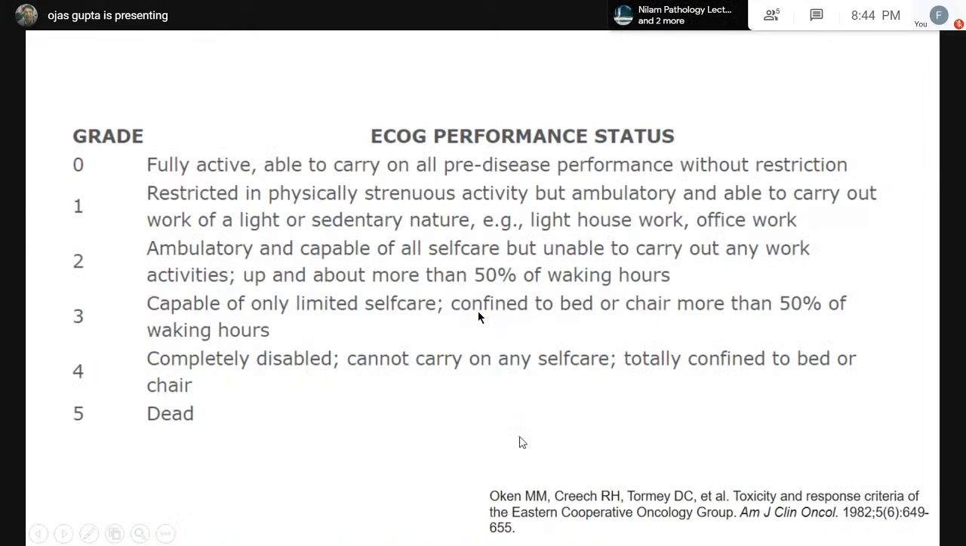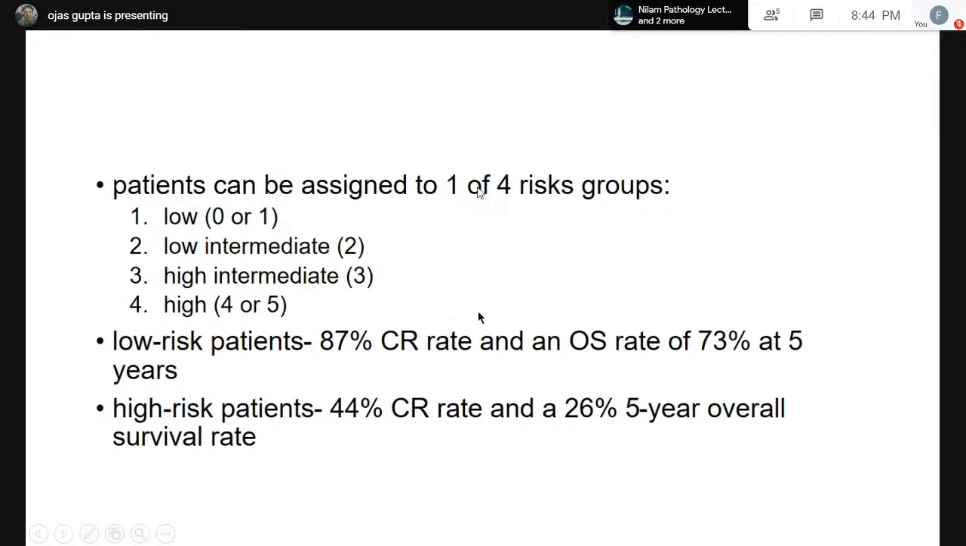So this is the ECOG performance status, which is graded from 0 to 4. Actually 5 is there. So 0 means fully active, and 3 and 4 are debilitating conditions. 0 to 2 are ambulatory conditions. So patients can be assigned to risk groups 1 to 4, which is when there is presence of 0 or 1, low, intermediate, and high. Low risk patients have a complete remission of 87% with an overall rate of 73% at 5 years. And high risk patients will have a complete remission of 44% and a 5-year overall survival rate of 26%.